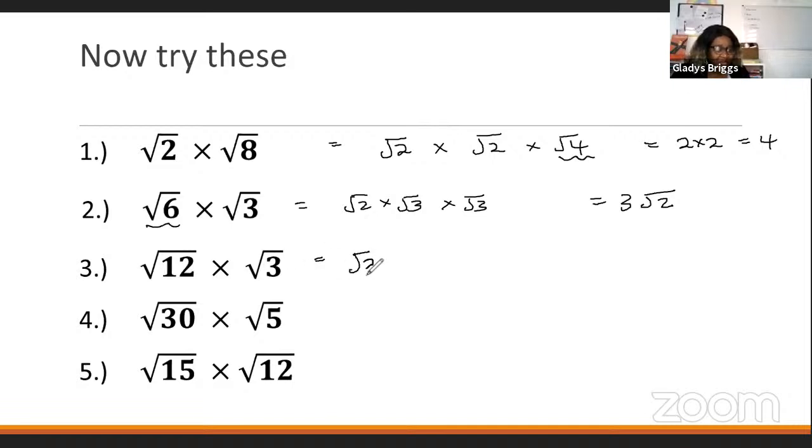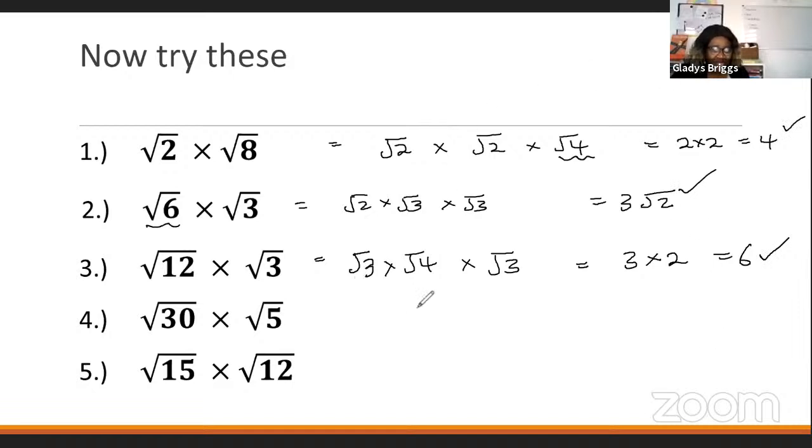Okay, and this is root 3 times root 4 times root 3. Root 3 times root 3 is 3, root 4 is 2, so that's 6. Okay.